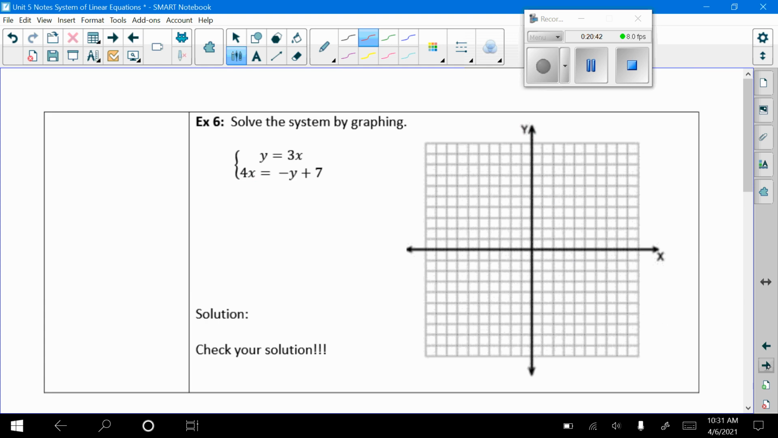And you have one more to do on your own. I will tell you the solution, and I want you to work toward it. The solution is 1, 3.